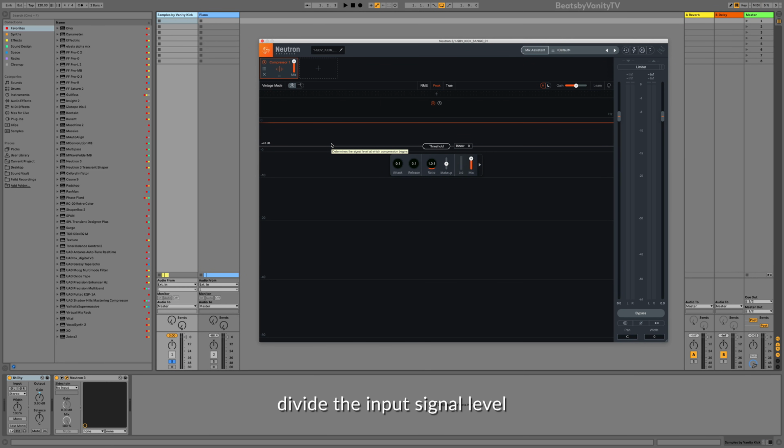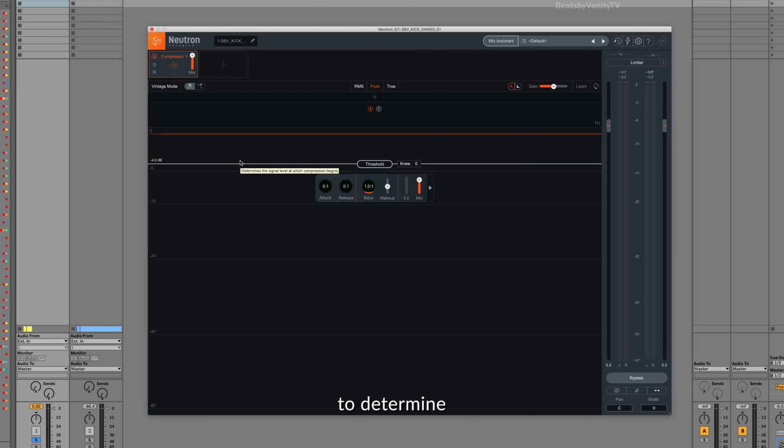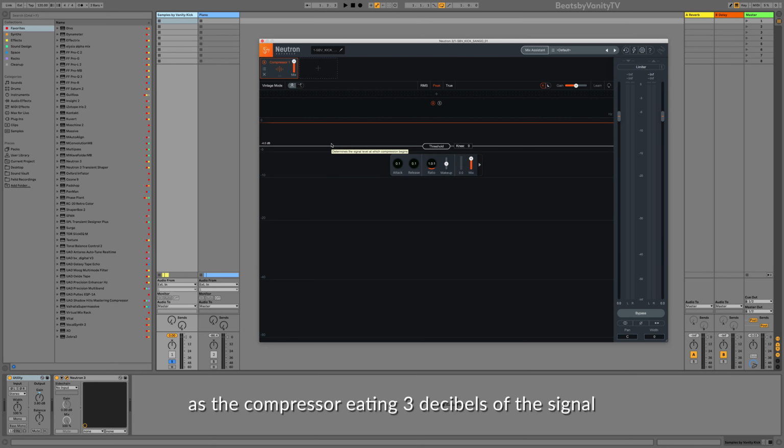Then, divide the input signal level above the threshold by the first number of the ratio. This is to determine how much signal will be output. You could think of a 4:1 ratio as the compressor eating 3 decibels of the signal, while leaving a single decibel of output level. The compressor is reducing the volume by 3 decibels for every 4 that surpasses the threshold.